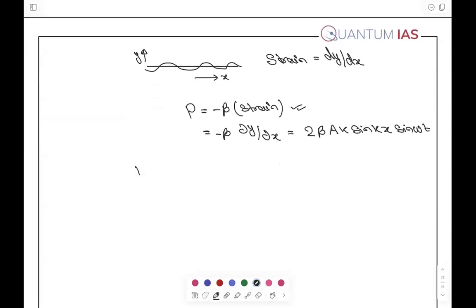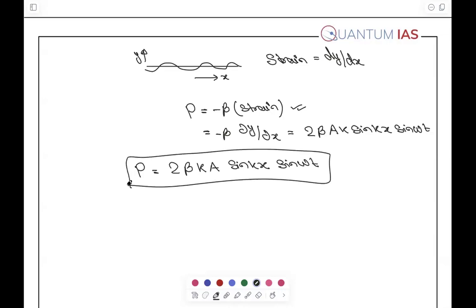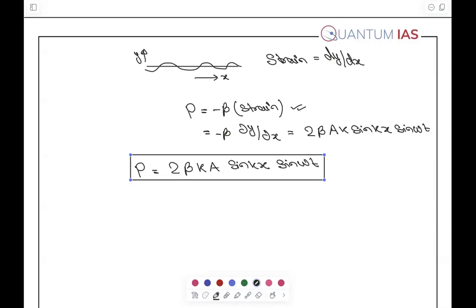So if this standing wave is moving as a pressure wave, सुनो अच्छे से, it will be 2 bka sin kx sin omega t. पहले raise your hand how many of you understood this till this point, then we will be analyzing this equation. Anyone जिसको डाउट है प्लीज पूछ लो, then we'll move ahead.